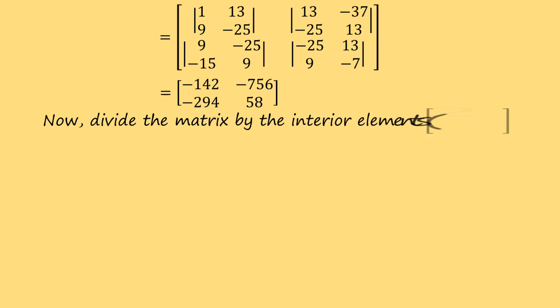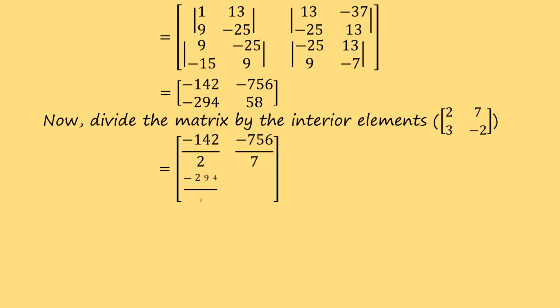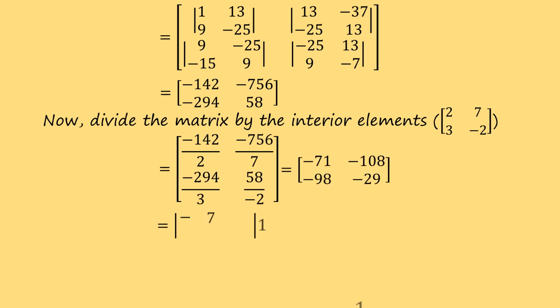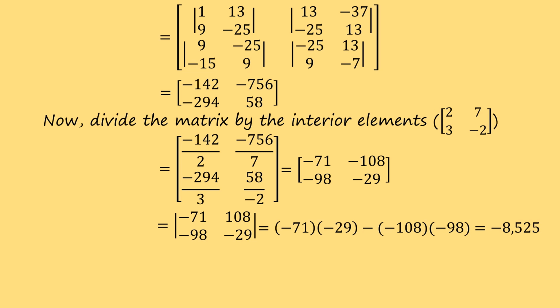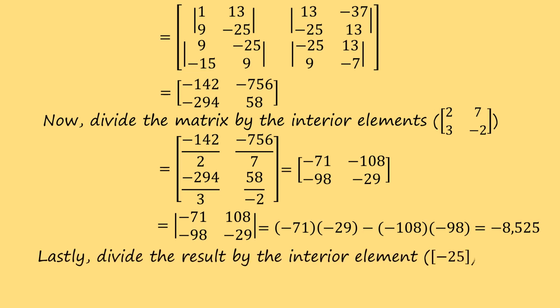Now the next step is we divide the matrix by the interior element. If we divide each of these elements by the interior element, we are going to get the 2 by 2 matrix, and then we further find the determinant of this 2 by 2 matrix. Then after that, we divide the result by the interior element of the 3 by 3 matrix, and when we do that, we are going to get 341.